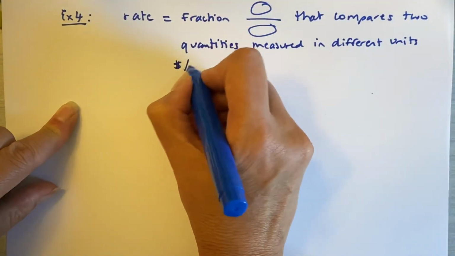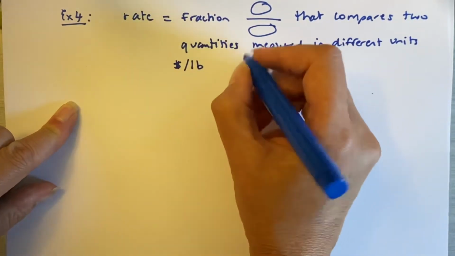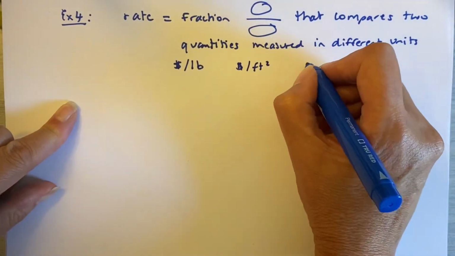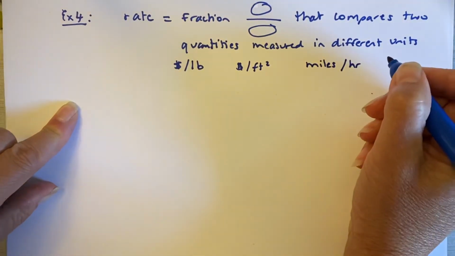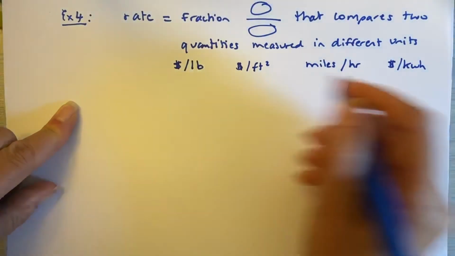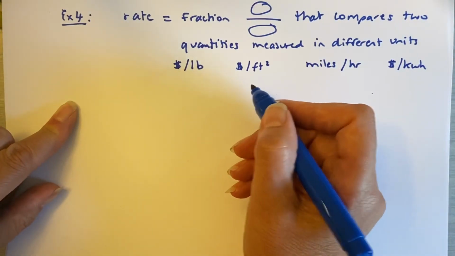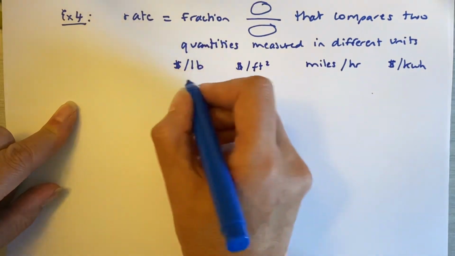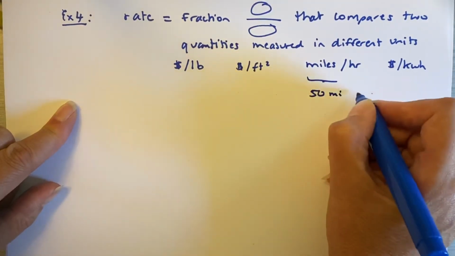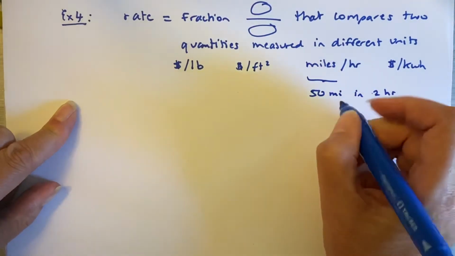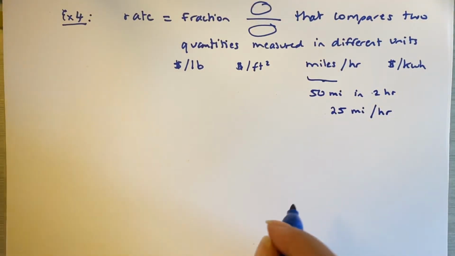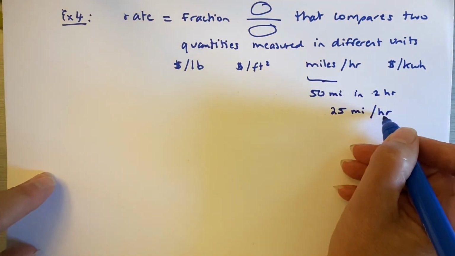So, dollars per pound. Let's see, dollars per square foot. Let's see, miles per hour. Let's see, dollars per kilowatt hour, which is something you haven't learned yet, but essentially these are rates. And most of the time when we do rates, we try to put it in the easiest possible form. So if you've gone 50 miles in 2 hours, which I hope you didn't do because that's dreadfully slow, you're going 25 miles per hour. Because for a rate to be meaningful, you need to put it in terms of a unit rate.